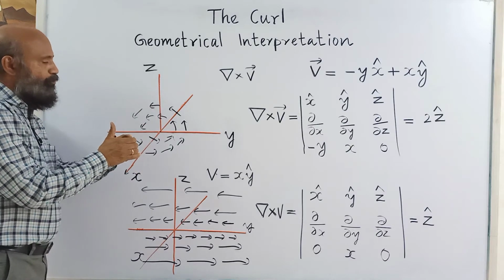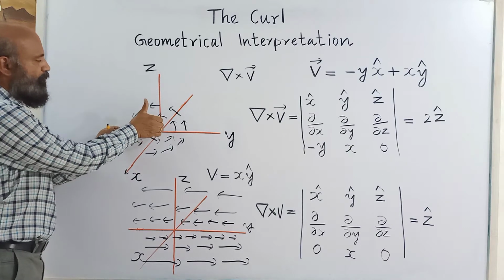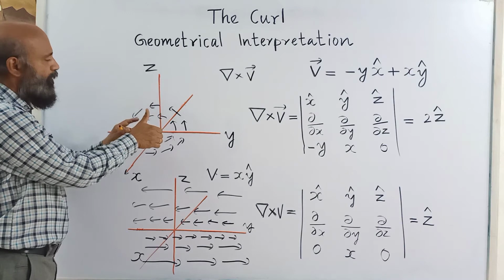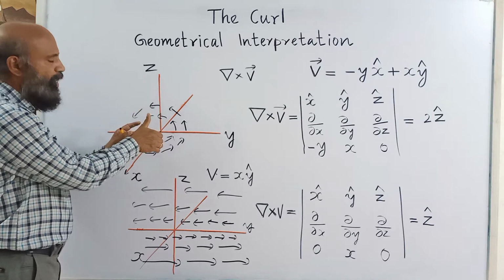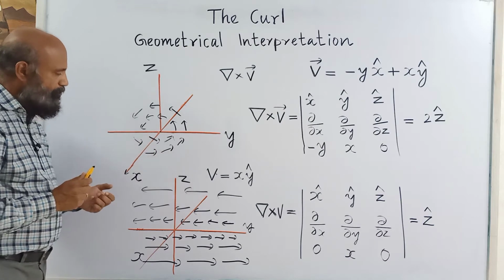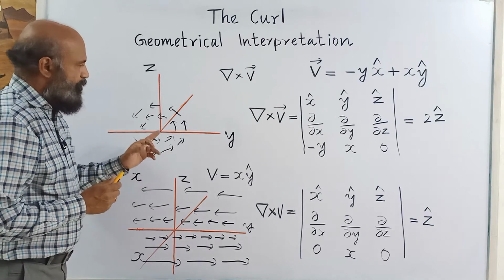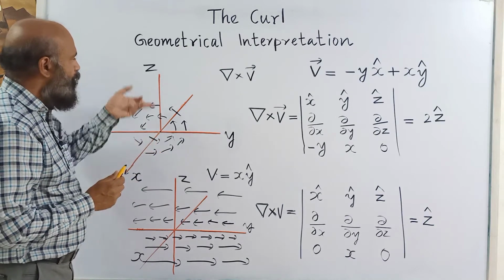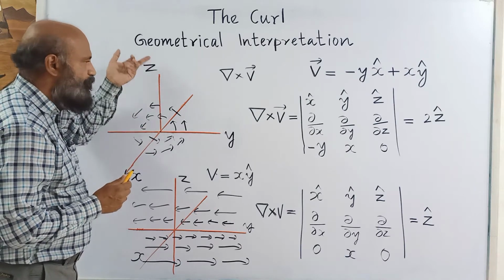Now if fingers are giving the direction of the rotation, then thumb will give you the direction of the curl, as suggested by right hand rule. So in this case curl is pointing along the z axis.